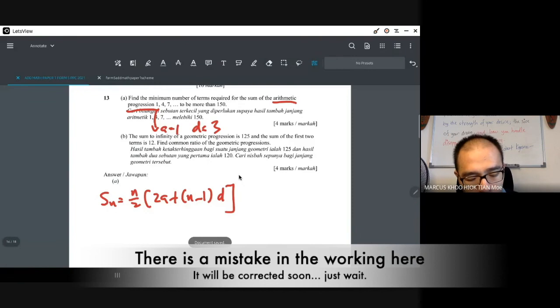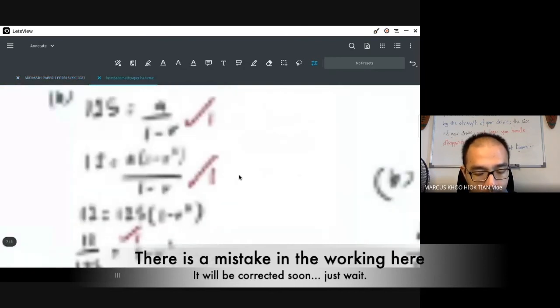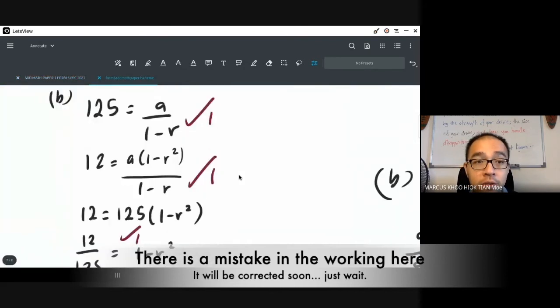Okay, the sum to infinity of a geometric progression is 125 and the sum of the first two terms is 12. Find the common ratio. So this one we will have to form two equations. The sum to infinity is 125, so you use the equation over there, and then the sum of the first two terms is 12. So you form the two equations, you get both marks.